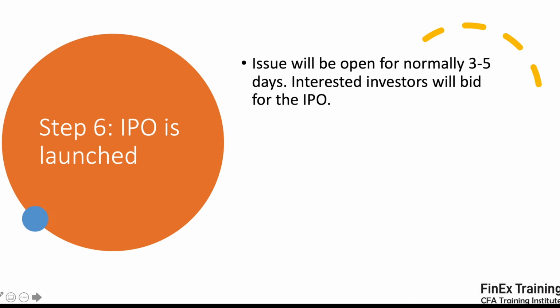Now, why is it only for 3 to 5 days? Why not for 1 month or so? The reason is very simple. Normally, even if they give 1 month, people will actually invest only on the last day. So that's the psychology. They know that whoever is interested will invest in these 3 days. Even if 30 days are given, they are still going to invest in the last 2-3 days only. So for that reason, IPO issues are open normally for 3 to 5 days only.